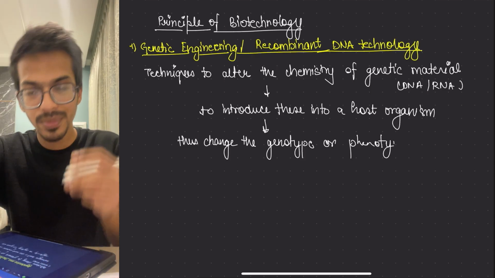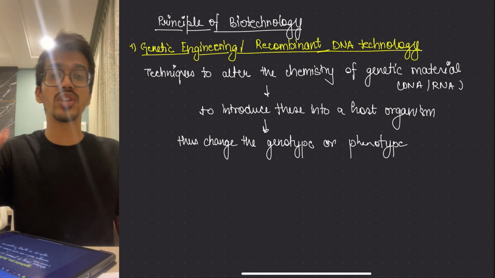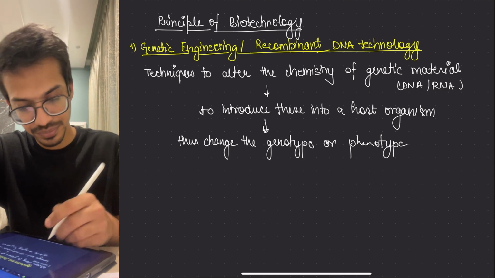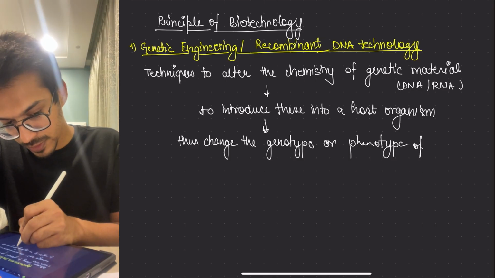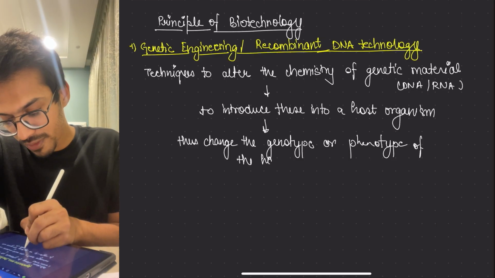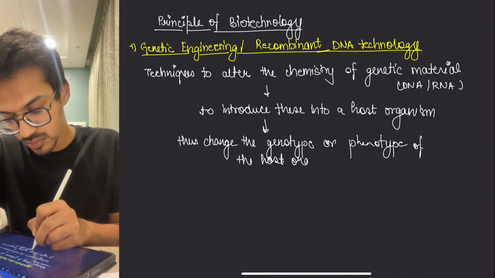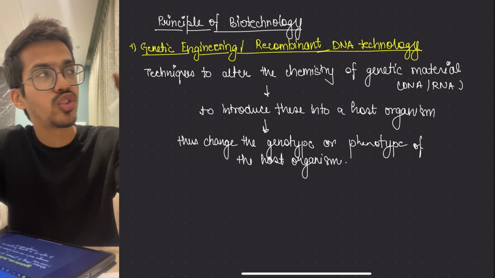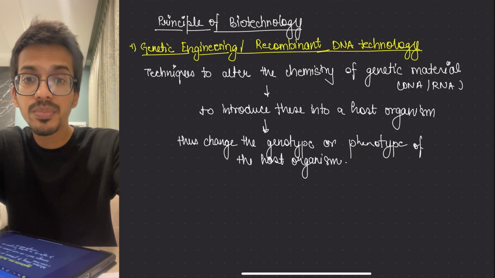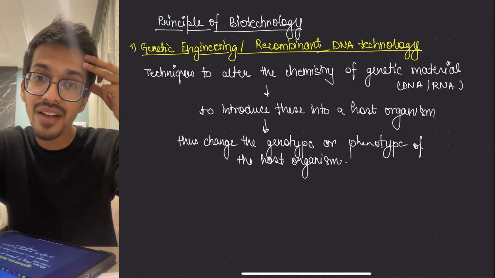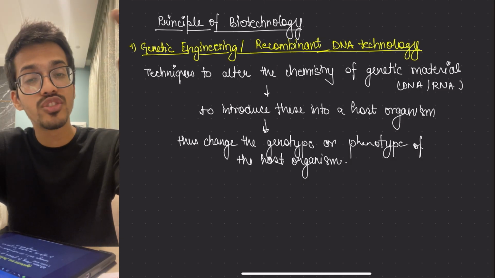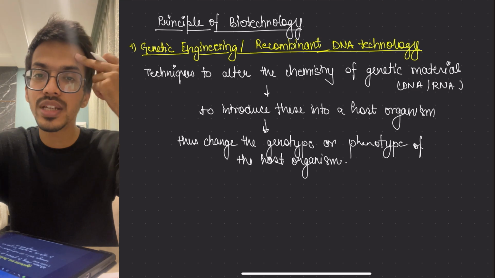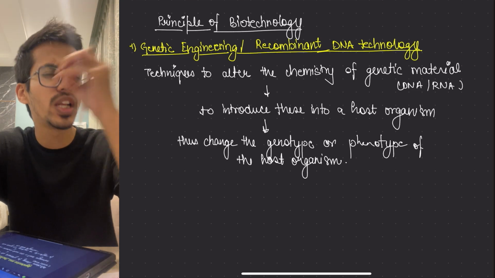Phenotype is the physical appearance, which may be changed; genotype means the genetic makeup will be changed, of the host organism in which you have added it. So for example, if I am the host, you take out the DNA of a jellyfish and put it inside me, and now I will have certain characteristics of the jellyfish in me. How that happened, we will learn later.